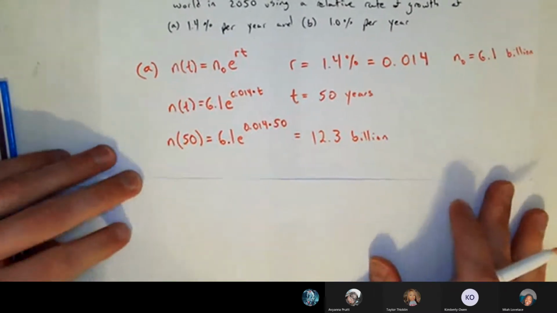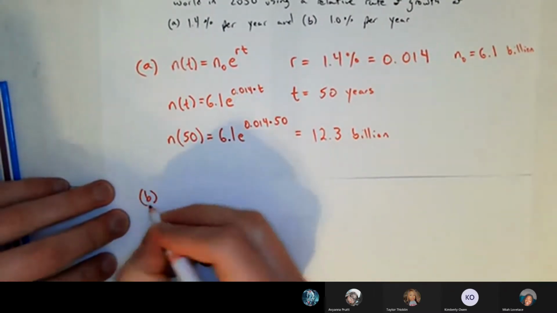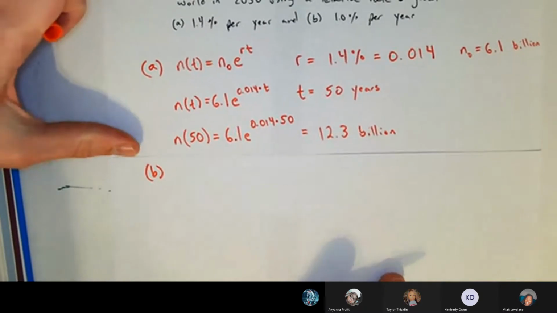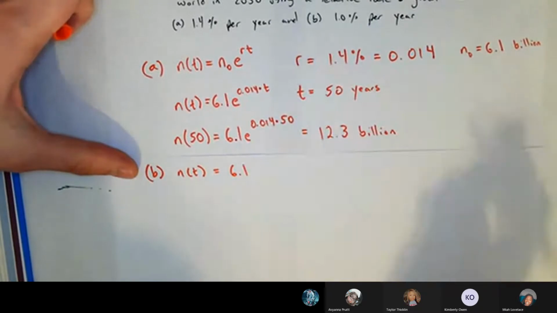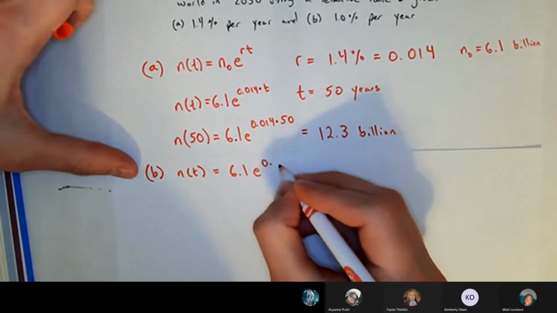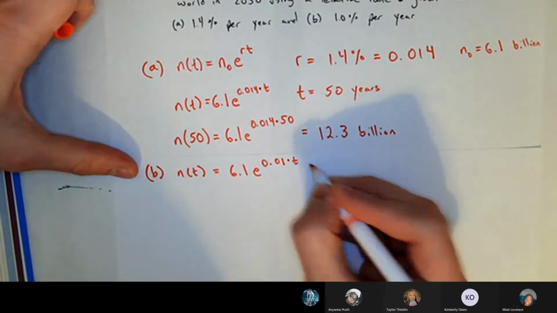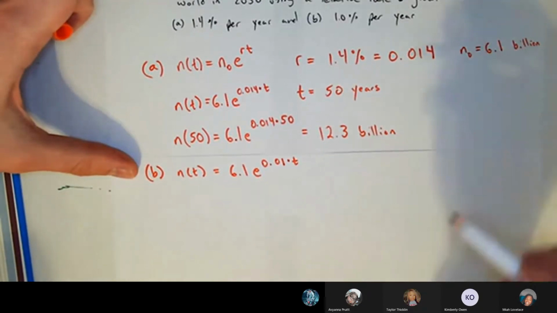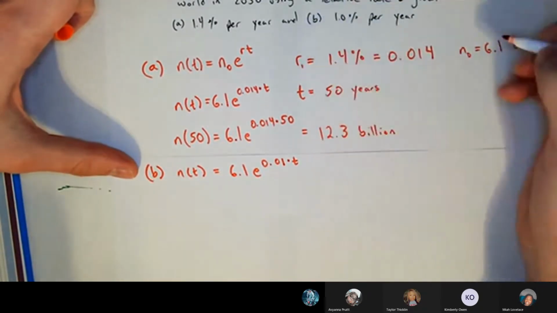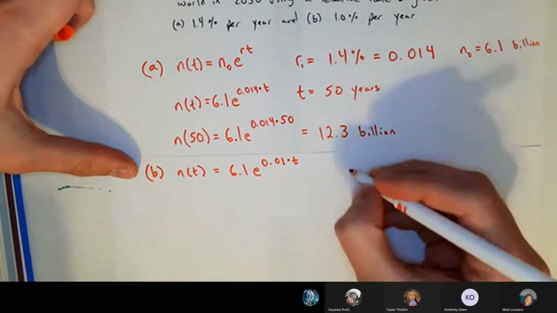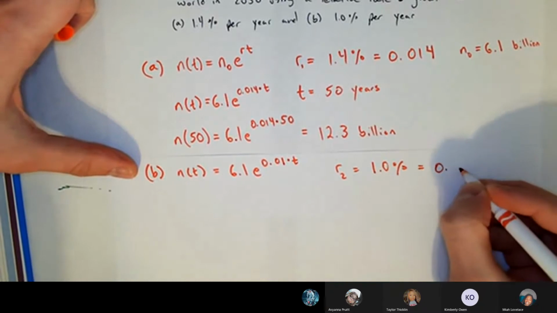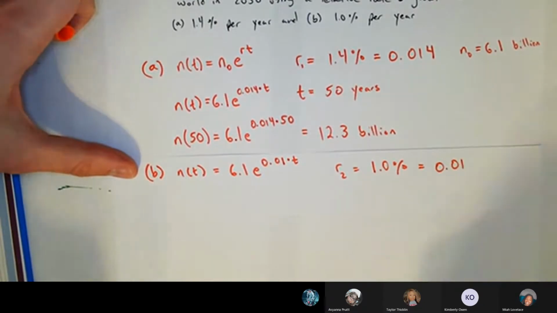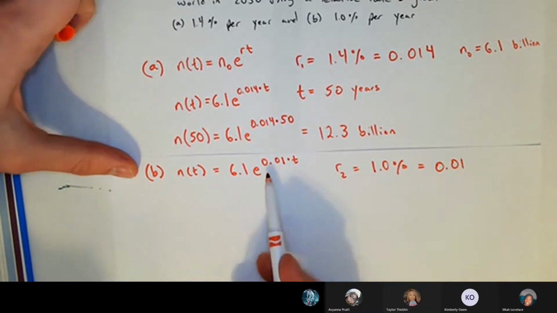All right, so now I basically do all that again except for part B, so with a different rate. So my function model then would be N of t is equal to 6.1, same initial population, e raised to the 0.01 times t, right? You see why that is? Because, so let me say this is R1, yeah. R2 is 1.0%, which is the same as 0.01. I could put another 0 at the back, but it's not necessary, right? So that's my R there.